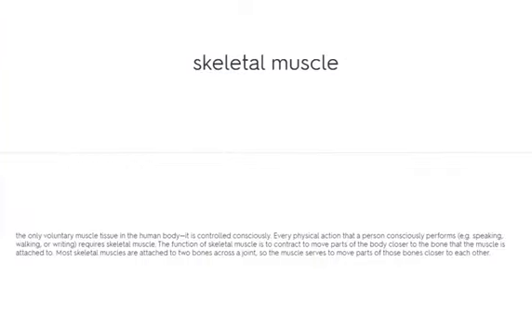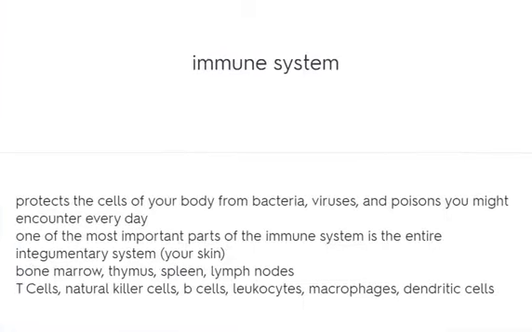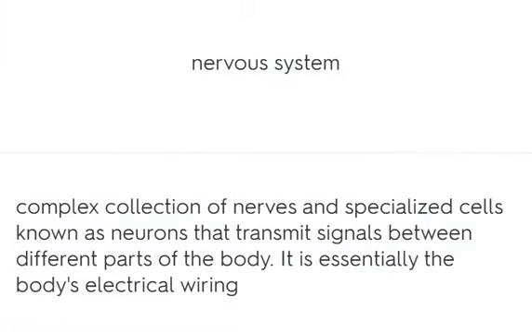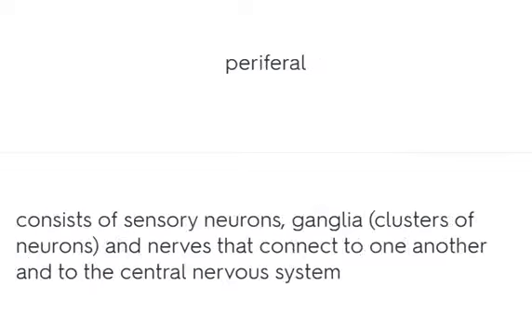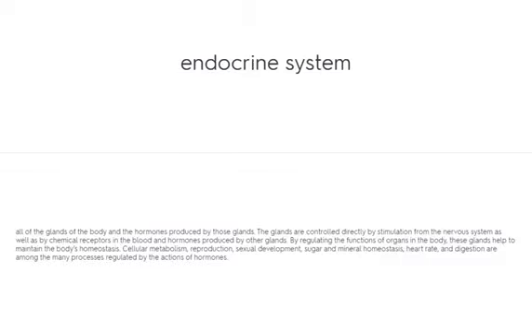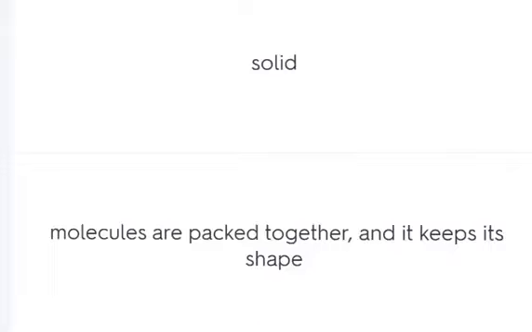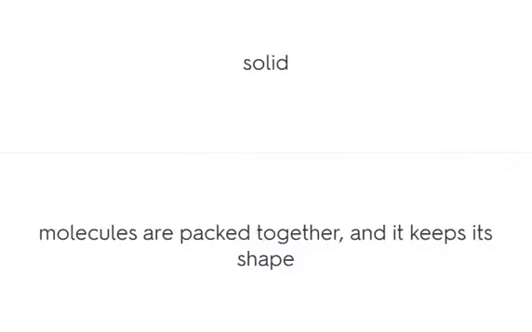Skeletal muscle. Immune system. Nervous system, complex collection of nerves and specialized cells known as neurons that transmit signals between different parts of the body. It is essentially the body's electrical wiring. Central nervous system: brain, spinal cord, and nerves. Peripheral consists of sensory neurons, ganglia, and nerves that connect to one another and to the central nervous system. Endocrine system. Solid: molecules are packed together and it keeps its shape.